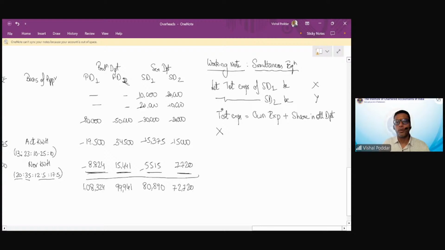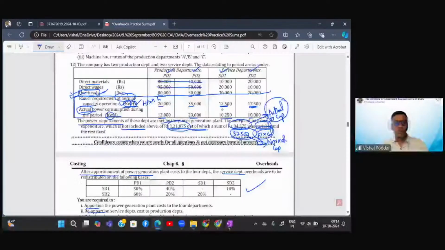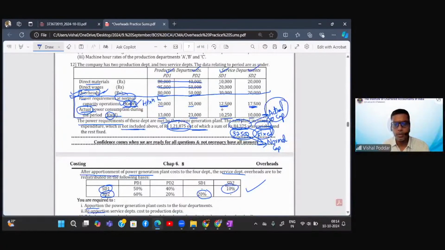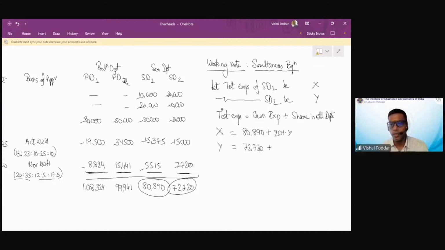Now, for X, it will be own expense, which is 80,890 plus how much SD2 is giving to SD1? 20% of Y. Similarly, Y is equal to own expense plus how much SD1 is giving to SD2. So SD2 is getting 10% of X.